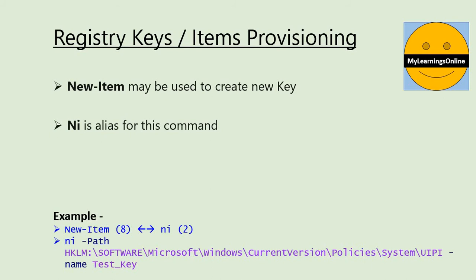Aliases help us to reduce code read time and code length itself. In the example, we can see the benefit easily. The command has 8 characters, but its alias has only 2 characters.